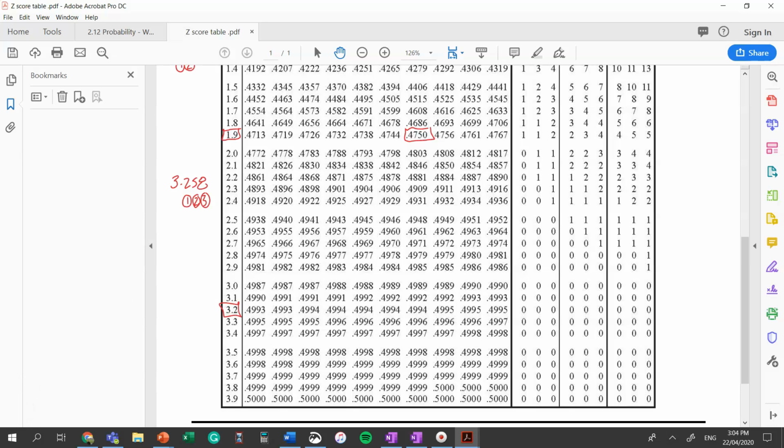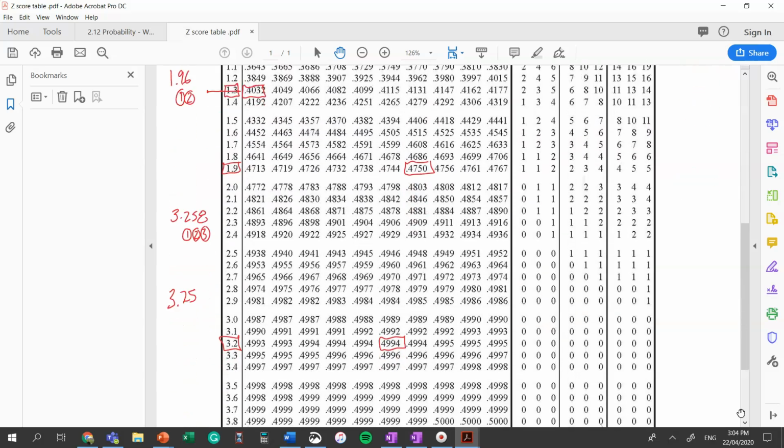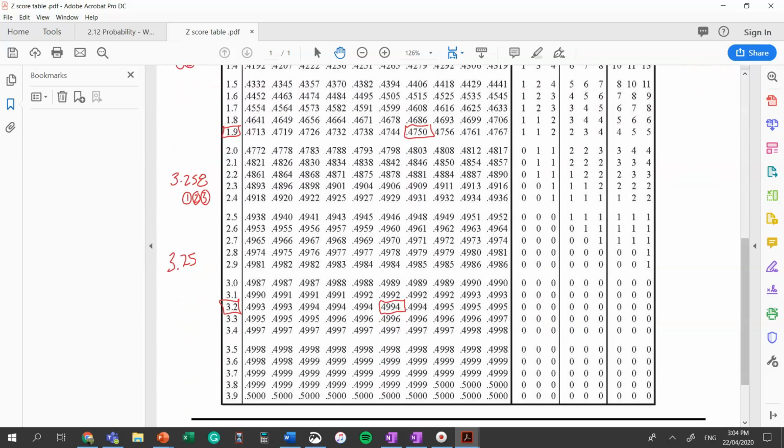So we can count it out: 0, 1, 2, 3, 4, 5. Which would be the final answer if we were looking for 3.25. Unfortunately, we're not. We're looking for 3.258. So what we have to do is go up the top here, find the column that's 8, and that's the middle of the third one.